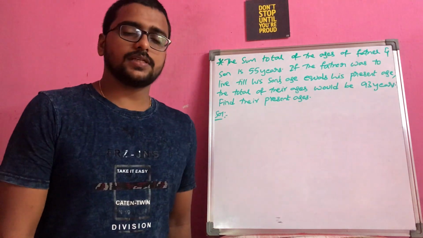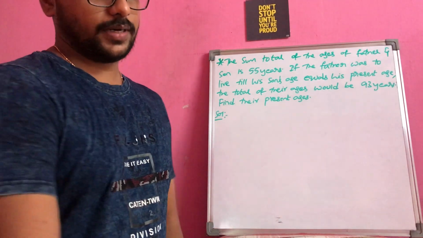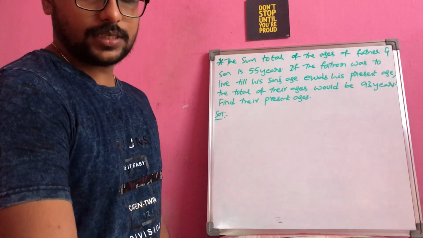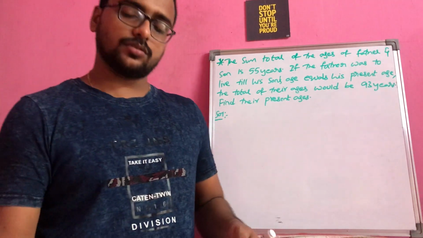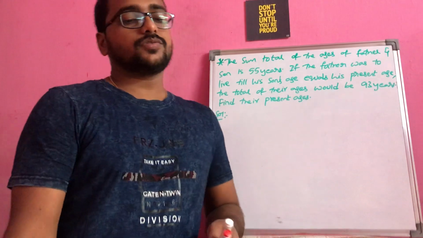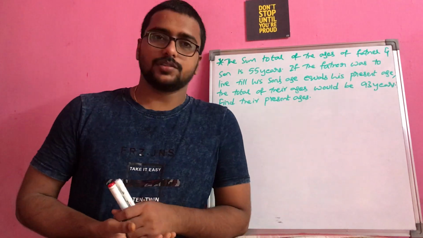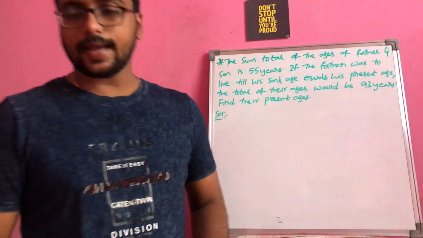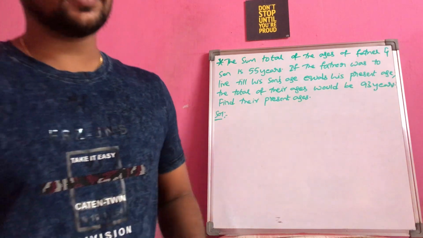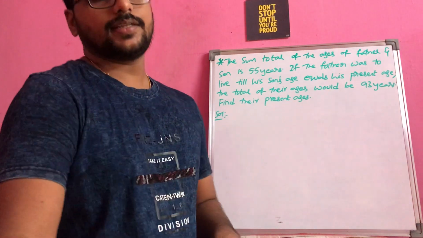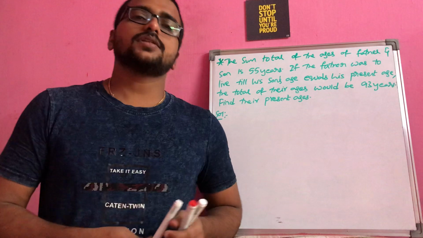In the last class we discussed a few word problems from the triangle point of view. In this class we are going to discuss some more word problems from the age related questions. Right, so I have a few interesting questions on age. So let us start solving from this question.